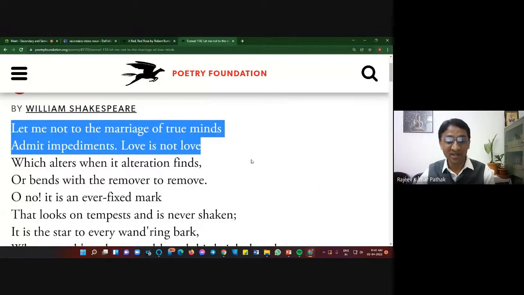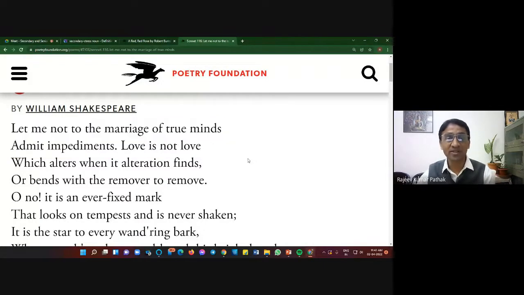So in both these lines, whatever may be the number of words, the number of syllables is 10. Is this clear?